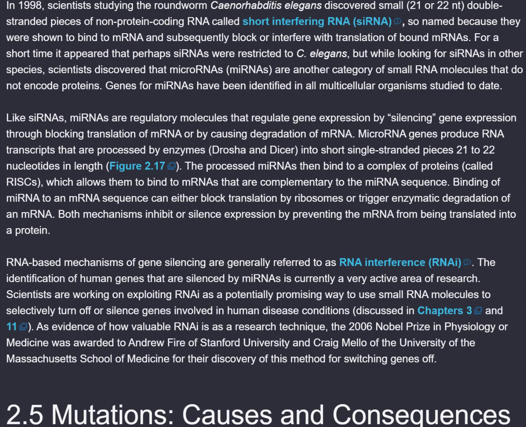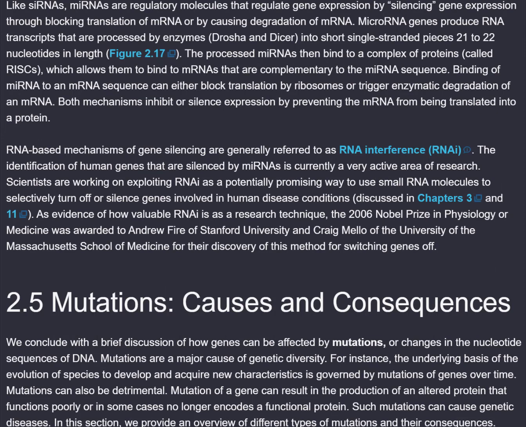For a short time it appeared that perhaps siRNAs were restricted to C. elegans, but while looking for siRNAs in other species, scientists discovered that microRNAs, miRNAs, are another category of small RNA molecules that do not encode proteins. Genes for miRNAs have been identified in all multicellular organisms studied to date. Like siRNAs, miRNAs are regulatory molecules that regulate gene expression by silencing gene expression through blocking translation of mRNA or by causing degradation of mRNA.